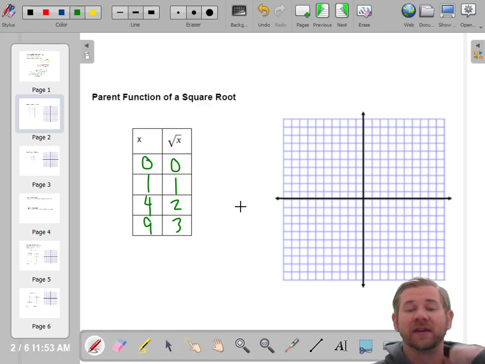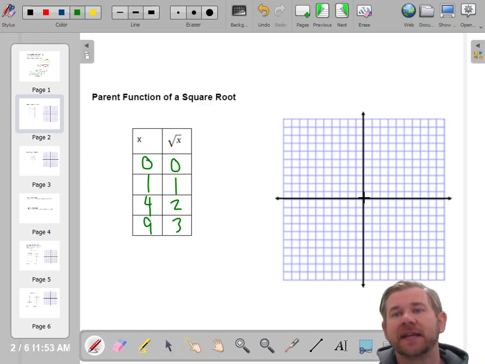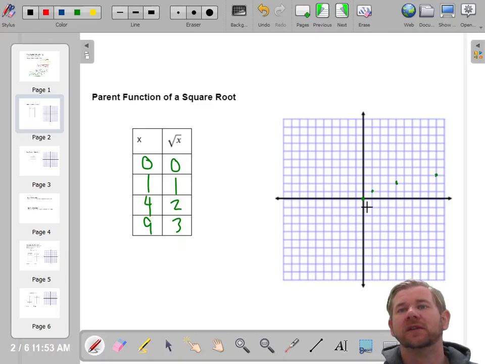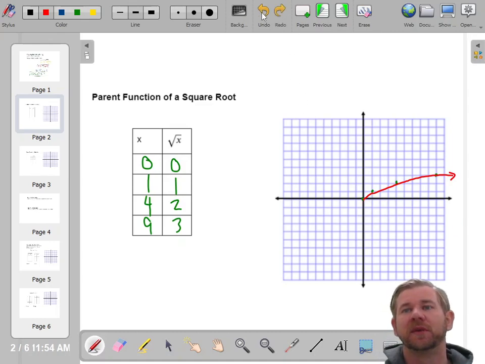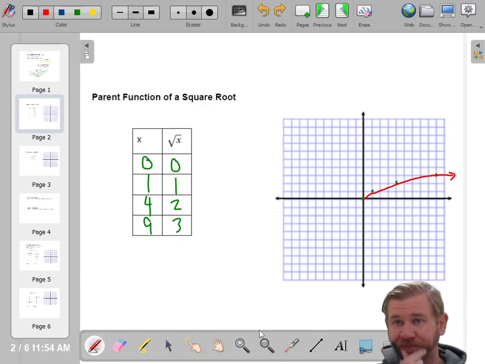This is called our parent function. All of the graphs that we do are going to come from this one, so let's plot it: 0, 0, 1, 1, 4, 2, and then 9, 3. So if this looks like a parabola on its side, it's because it is. And if you were to reflect that, you would get the rest of the parabola. But for square roots, you have half of a parabola so that it is a function. That's our parent function for square roots, and we're going to practice translating that in a second.